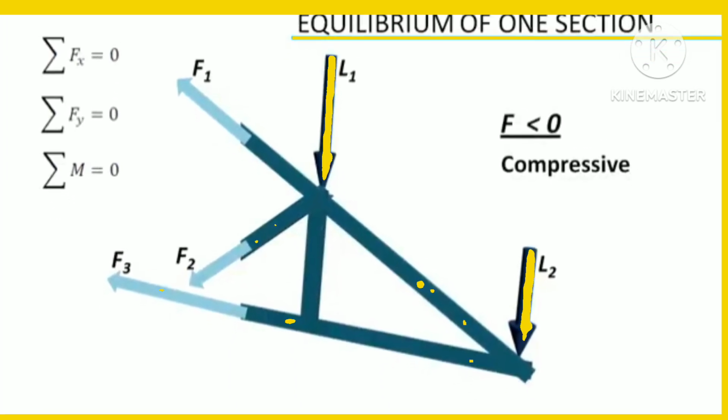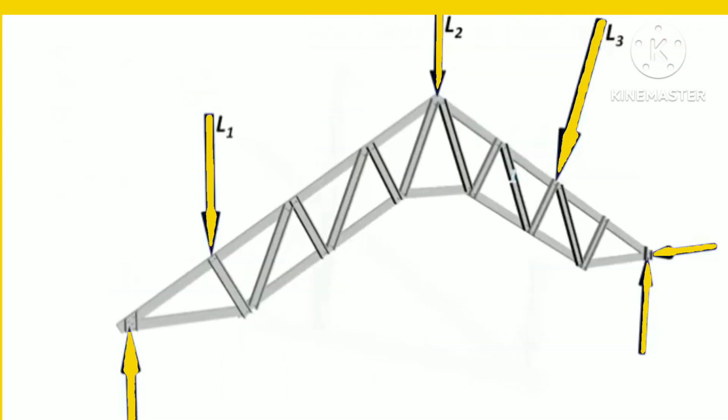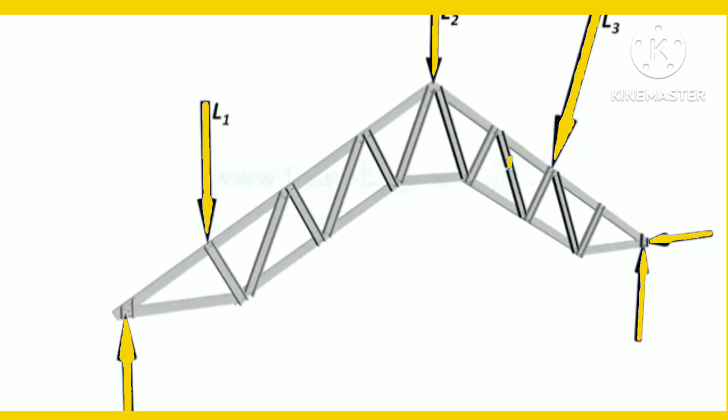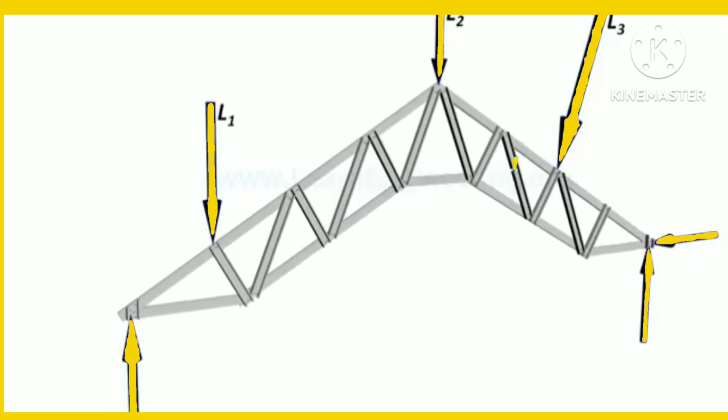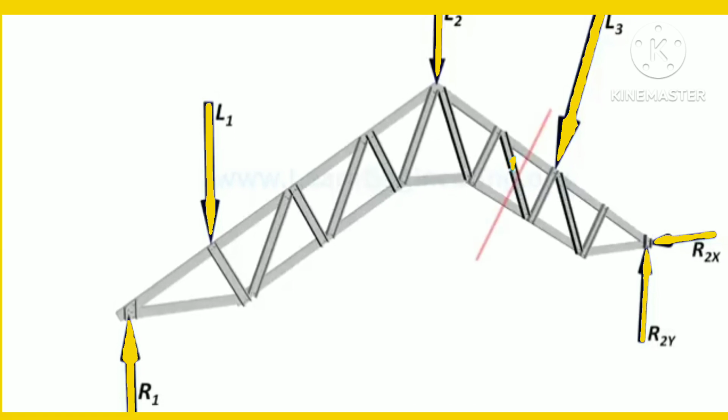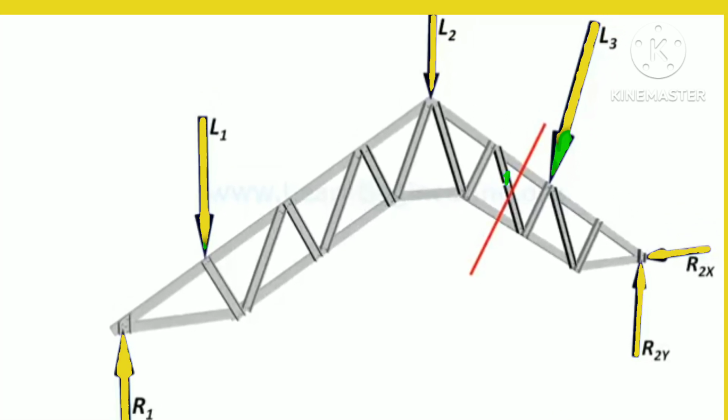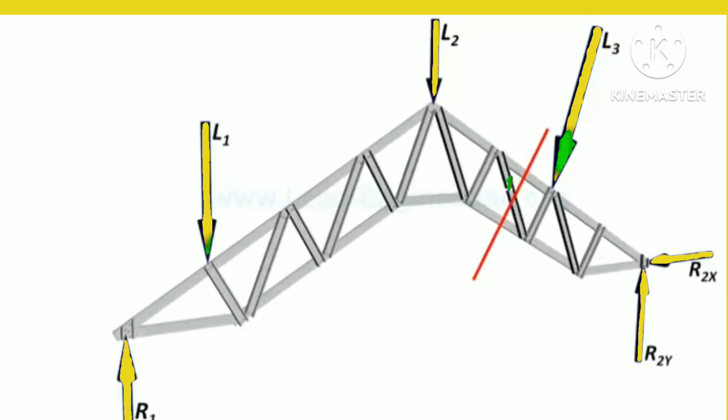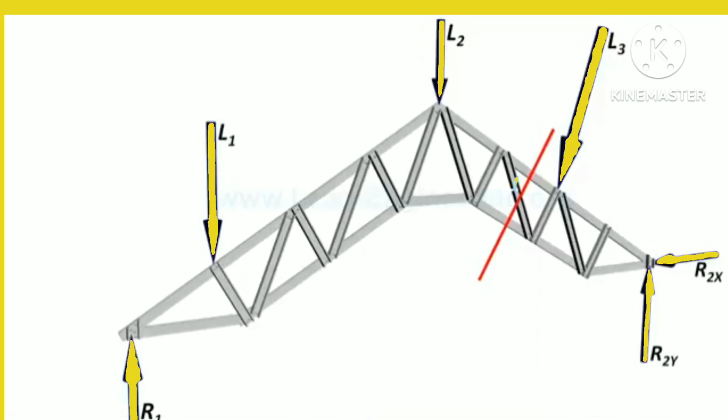Now let's consider the previous example. The first step, determination of reaction forces, from free body diagram. This section is good. It has got only 3 unknown forces. Remaining procedure is same as the previous problem.